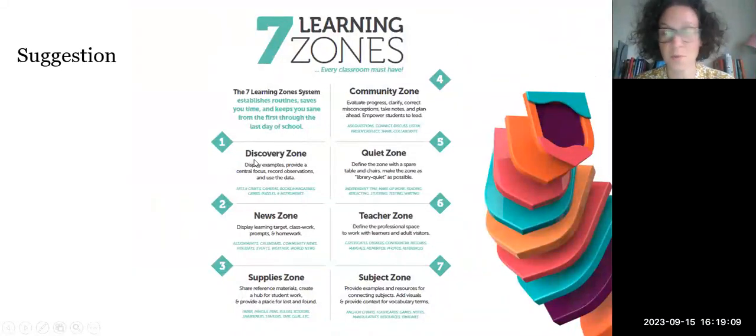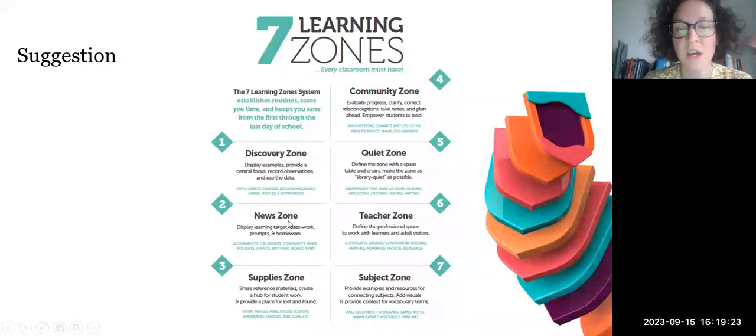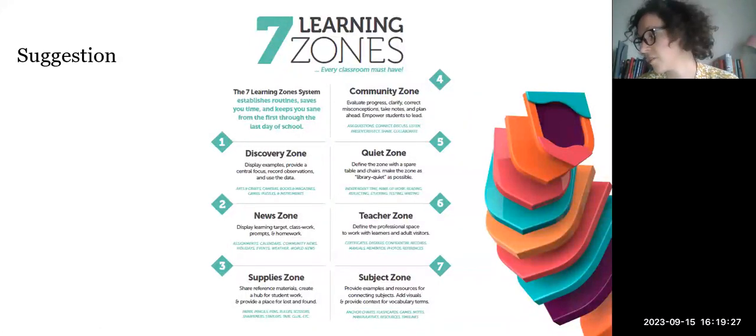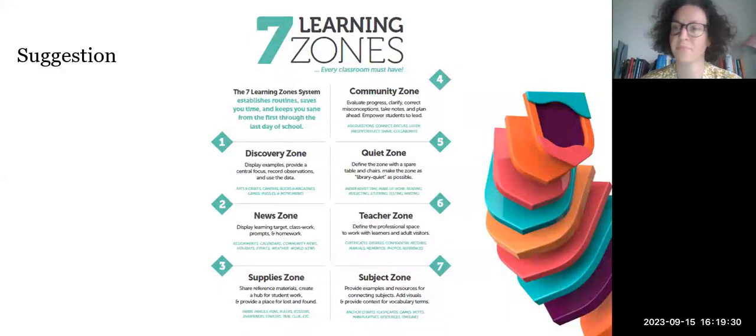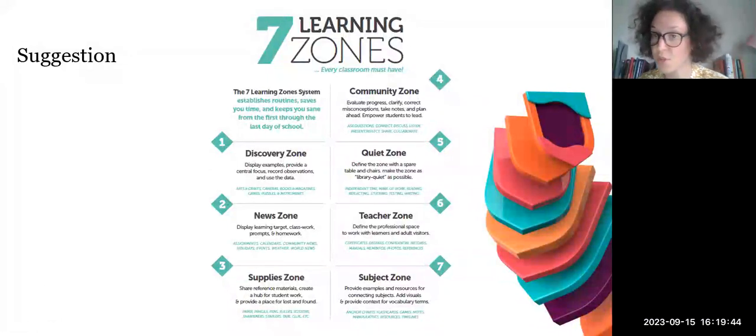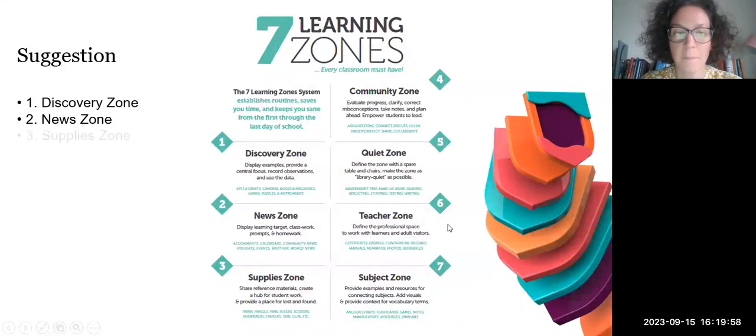So there is a discovery zone. For example, this could be a zone where students learn new grammar and vocabulary with all the flashcards and so on. News zone. This could be something for maybe older students, but also for the kids. That's where you can have reminders on the homework and assignments, or the exhibition of the projects. Supplies zone, community zone, quiet zone, when somebody needs to sit quietly and do their exercise separately. Teacher zone and subject zone, that's for everything connected to English.